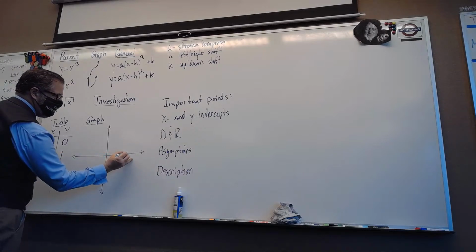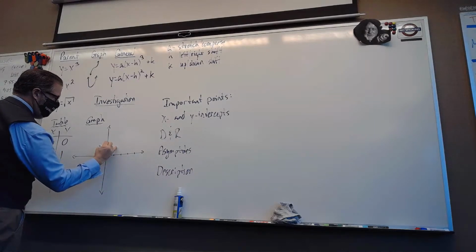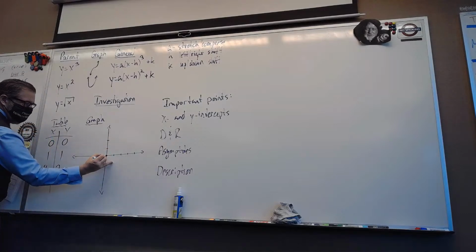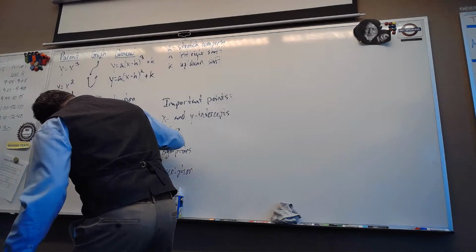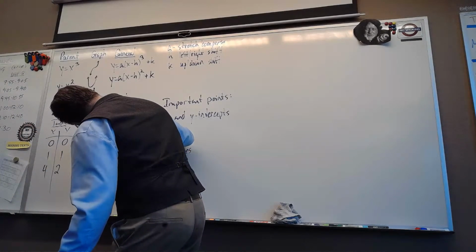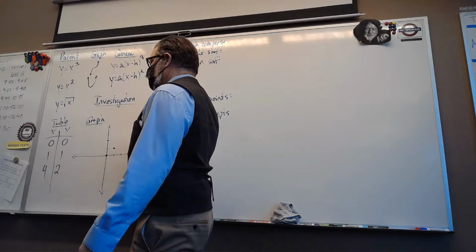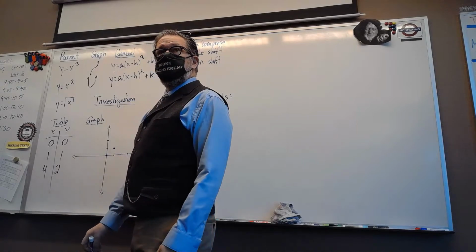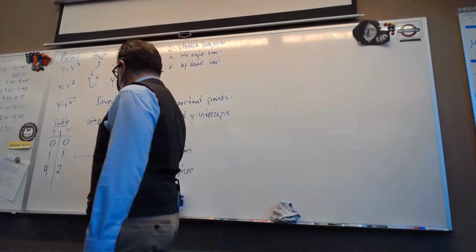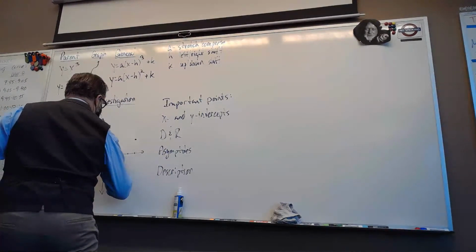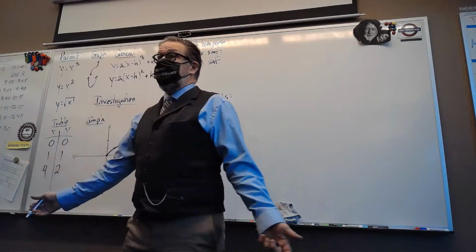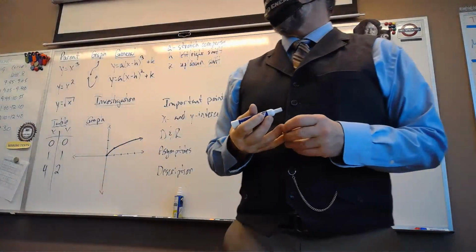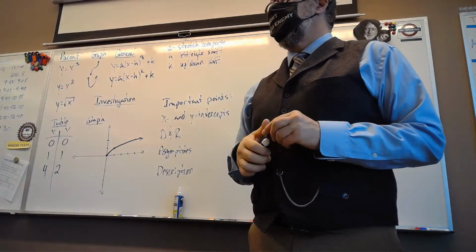1, 2, 3, 4, 1, 2, at 0, 0, 1, 1, and 4, 2. Hey, notice that's a curve. I got my graph. You only need 3 points, and you've got a beautiful square root function graph.